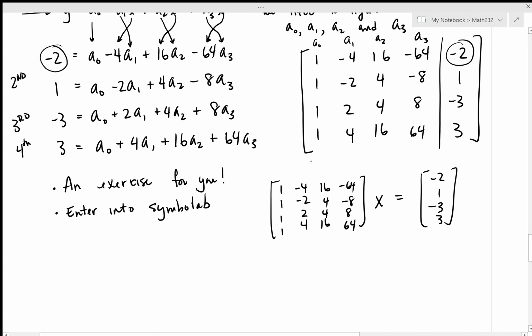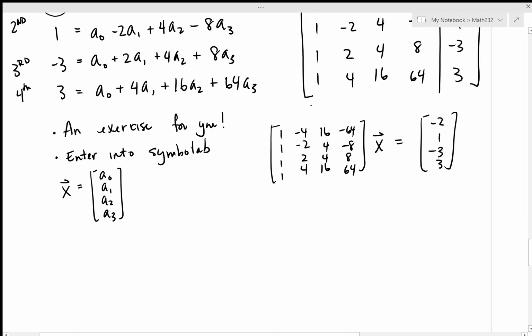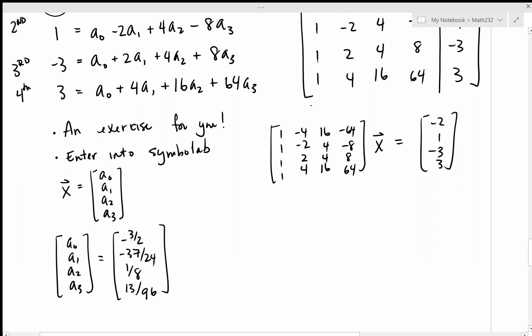So you enter that into Symbolab and it will solve for x. With this x here, I'm going to write it like this: the way I'm thinking of it is A0, A1, A2, and A3. It'll tell you what it is, or you do it by hand. Either way, you'll find out that you get this answer: minus 3 halves, minus 37 over 24. It's a unique solution, 13 over 96.